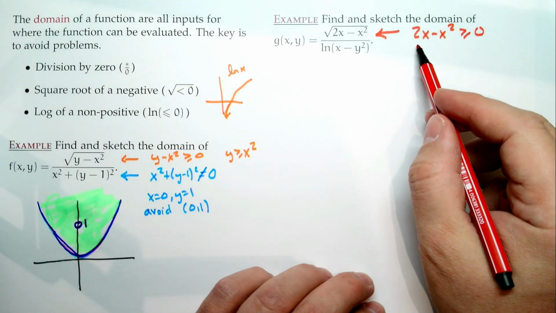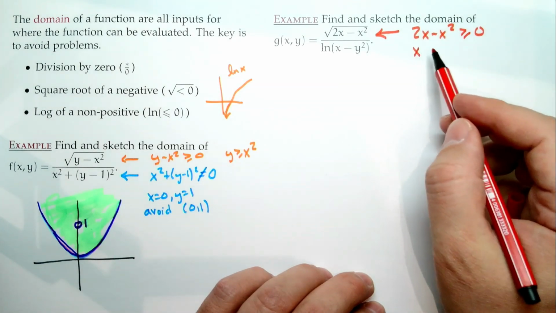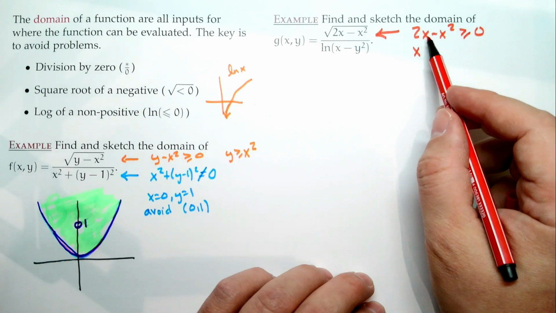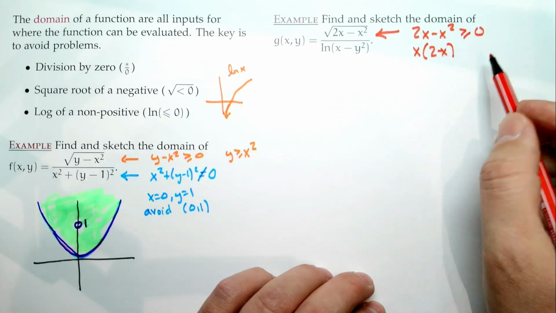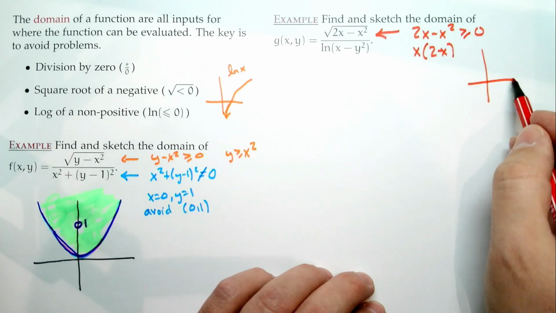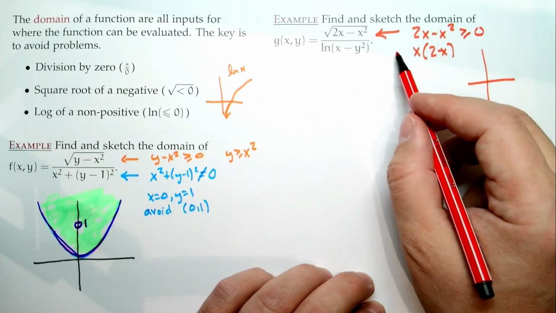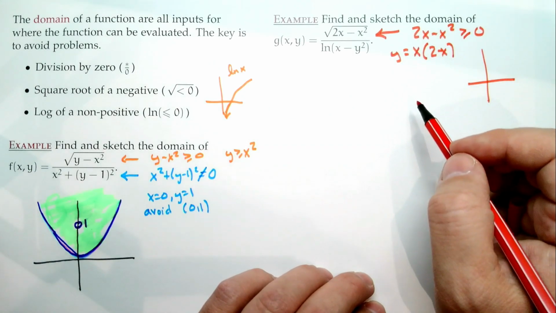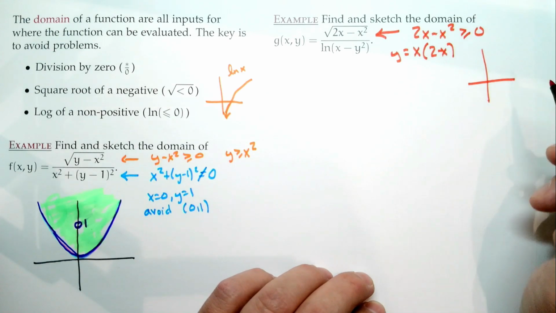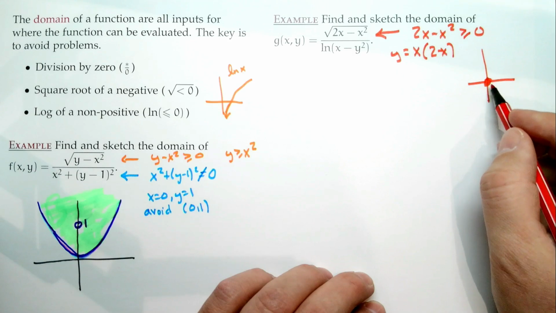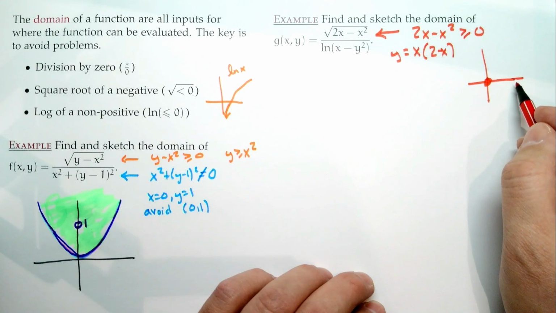So let's do a quick sketch. I can think of this 2x minus x squared as x times 2 minus x. And if I were to graph it, if I had this curve, y equals x times 2 minus x, where would I hit the x-axis? At 0 and at 2.